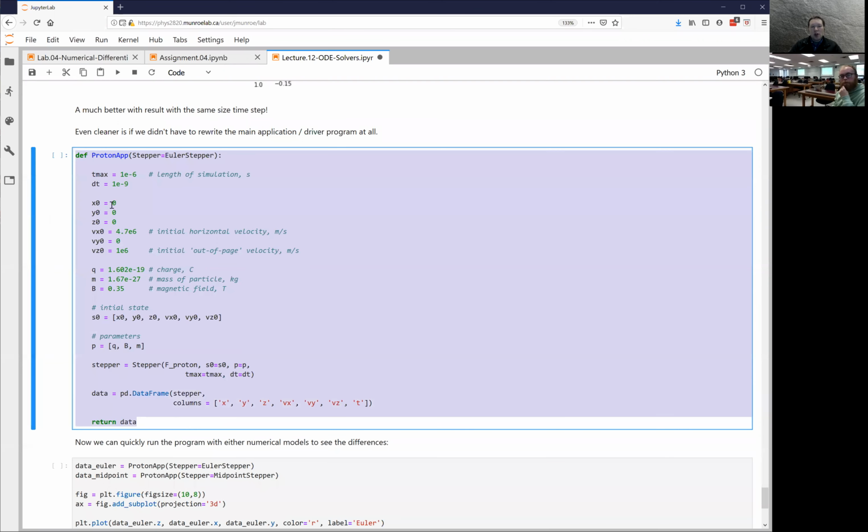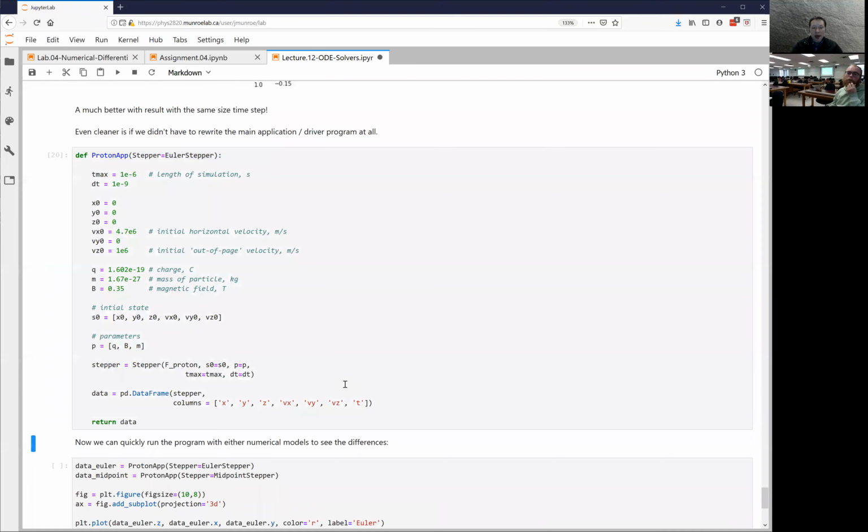I would set it up so that the proton app took a stepper as a default. This is going to be a variable inside the function. If you don't tell it anything, it's just going to take an Eulerian stepper. And down here, it's passing in stepper. So when you call this function, if you don't provide an argument, it's just going to take Euler stepper and put it right here. But what you can do is replace this with any numerical algorithm you want.